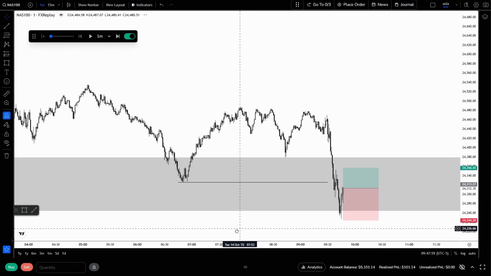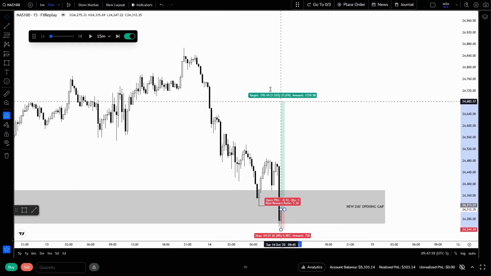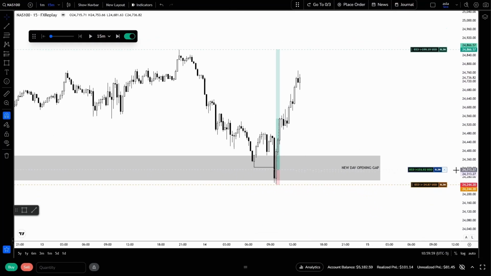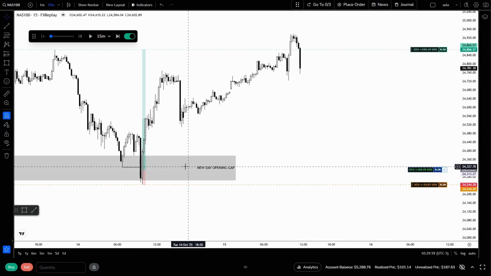I'm going to place my stop loss below the low, and I'm targeting the opposing side buy-side liquidity as my take profit. And here, after placing my order, it took some time, but price eventually moved into our targets.